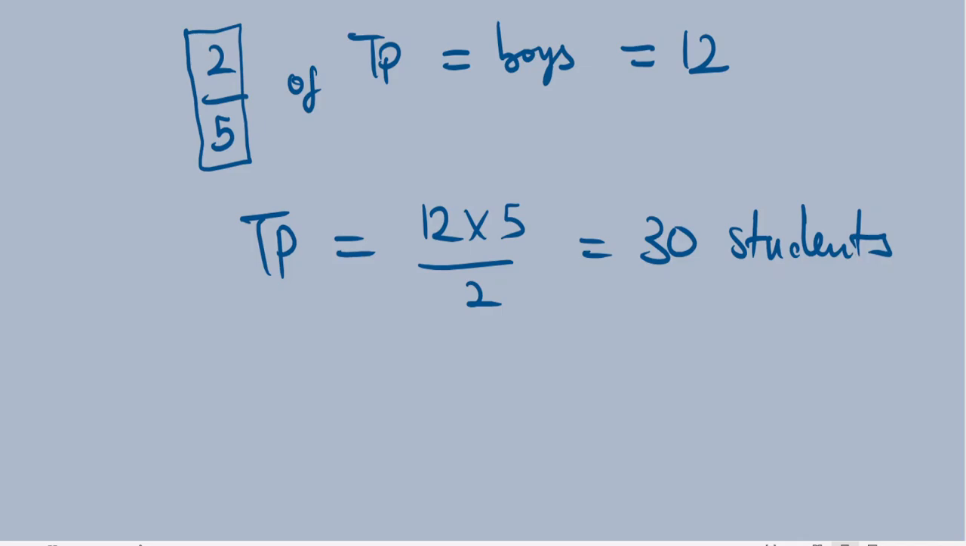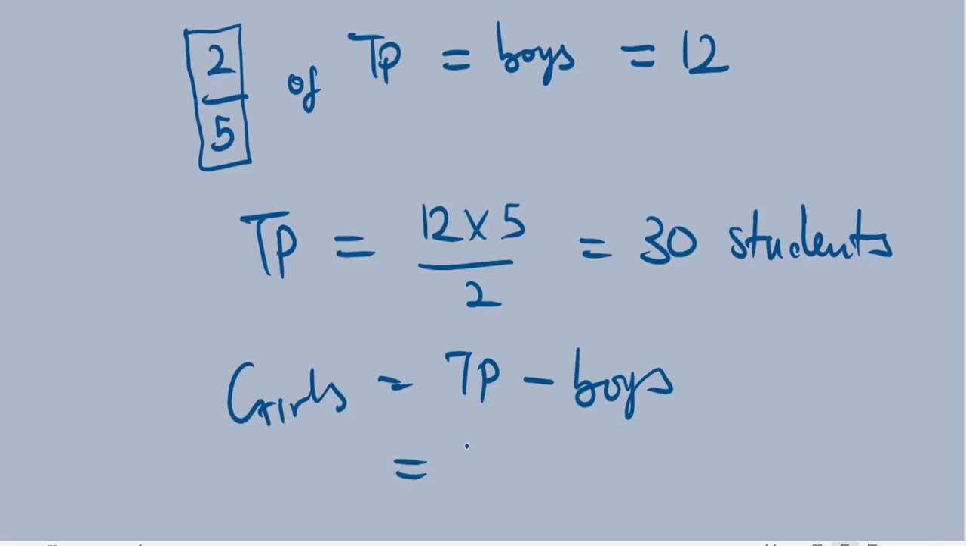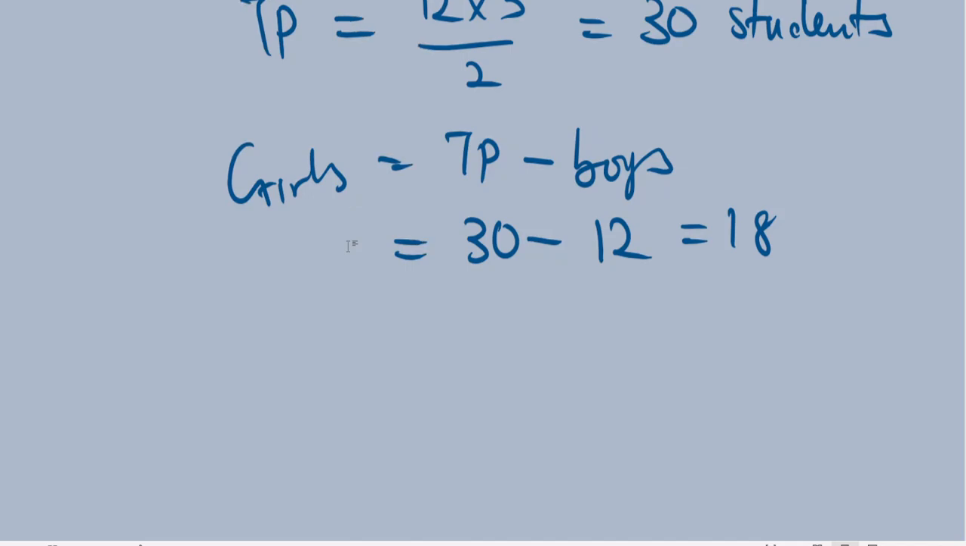So if there are 30 students and 12 are boys, how many are girls? Girls will be total population minus boys, and total population is 30. That will be 30 minus 12, which is 18. So that means there are 18 girls. Let's write it in a sentence.